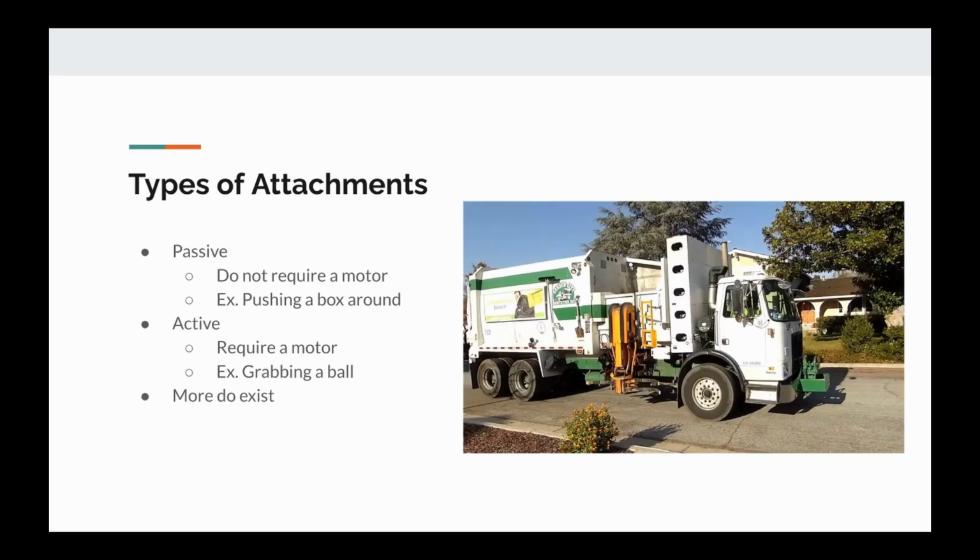An active attachment would require motors. So for example, when you grab a ball, something needs to surround the ball and then something needs to squeeze in order to grab the ball. And to perform a squeeze, you need a motor. And that's what makes that attachment active. Other types of attachments do exist, like pneumatic attachments or spring-based attachments, but those are a lot more complicated and I won't be discussing them in this video.